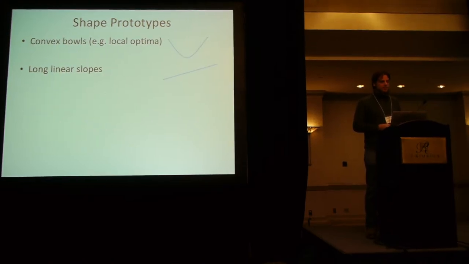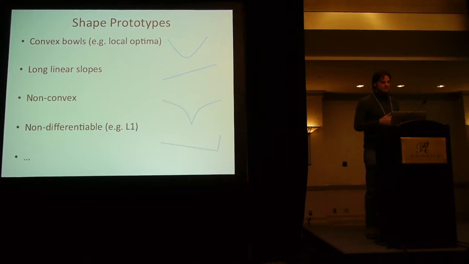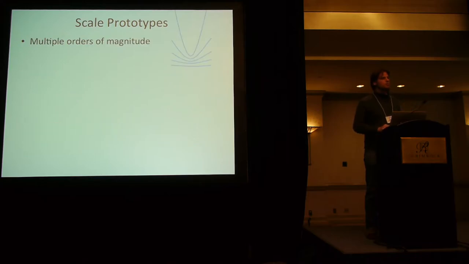Okay, so there's a couple of shape prototypes, our basic primitives that represent things like local optima or long linear slopes that we descend. But we add in some non-convex stuff, non-differentiable pieces with nastily shaped scale differences, and a whole range of other things. We vary the scale by multiple orders of magnitude, just so that things are not nicely normalized, because that, I think, in many real-world cases isn't guaranteed.